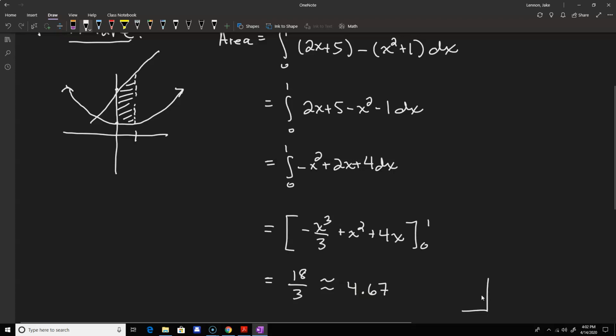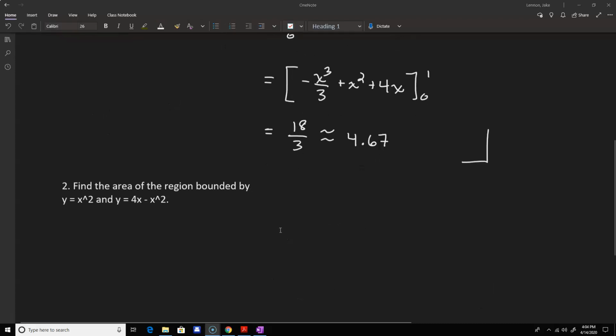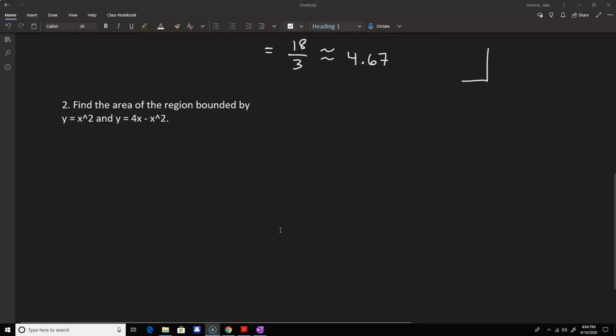Okay, so let's go ahead and look at the next one. I think the next one is similar, but we're going to have to find some actual limits based on points of intersection. So for problem number 2, we need to find the area between these two curves. So basically we've got a parabola opening up and a parabola opening down. So the picture is just going to be two intersecting parabolas.